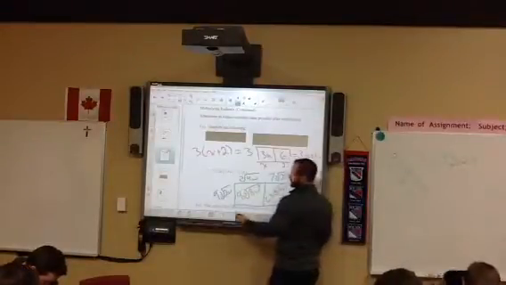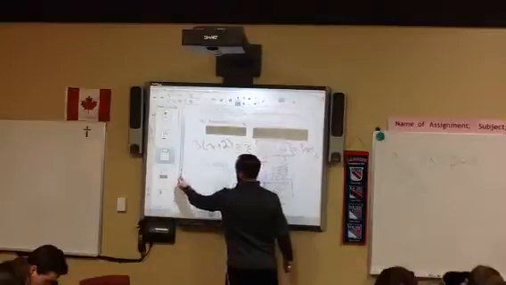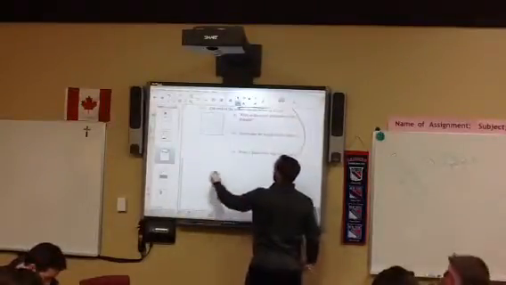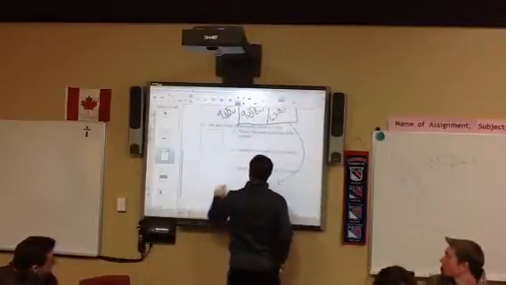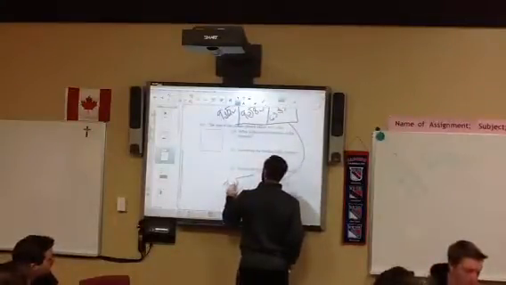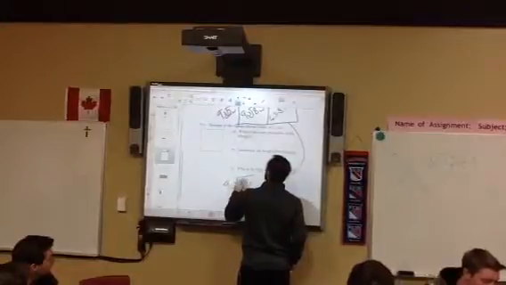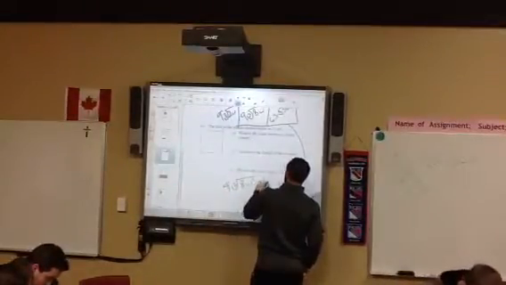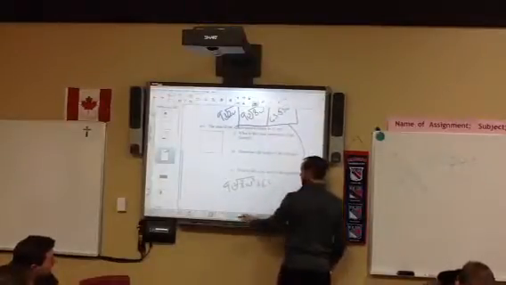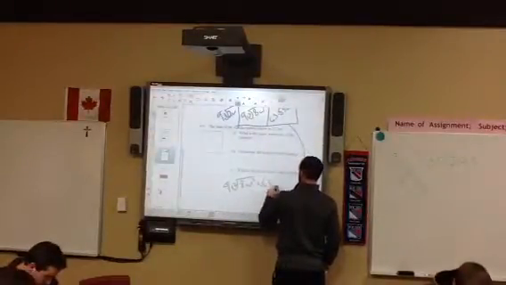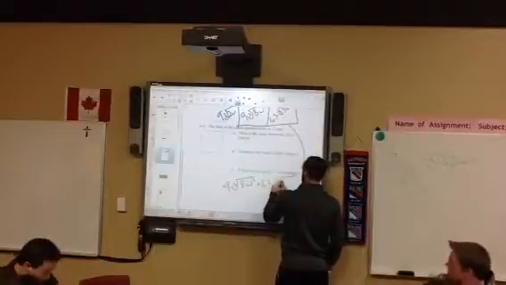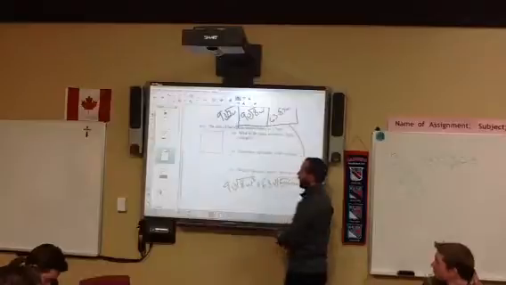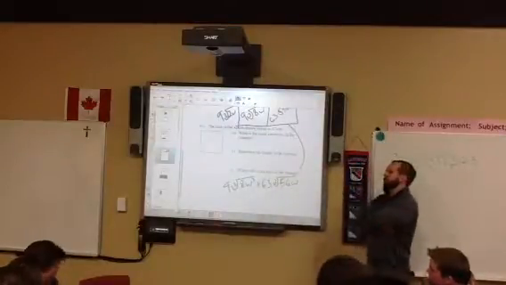56W. My final answer, I'm just going to bring it down to the bottom because we're not going to do this word problem yet. My final answer became 9 cube root of 8W squared plus 63 cube root of 56W. My question now, are both of these terms in simplest form, yes or no?